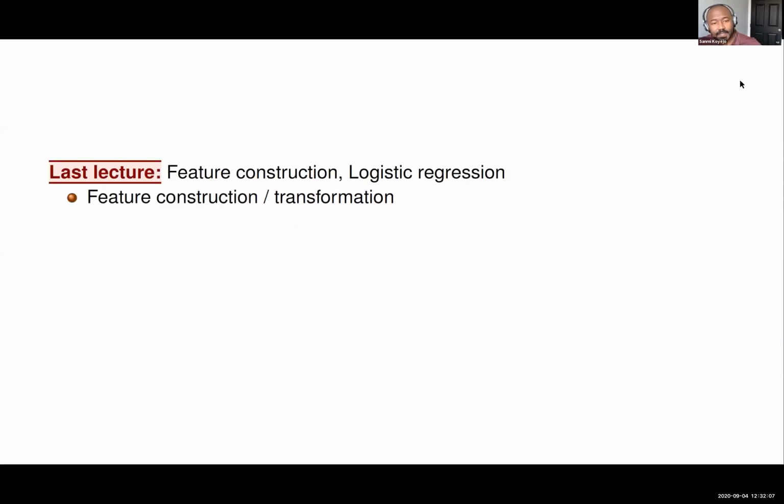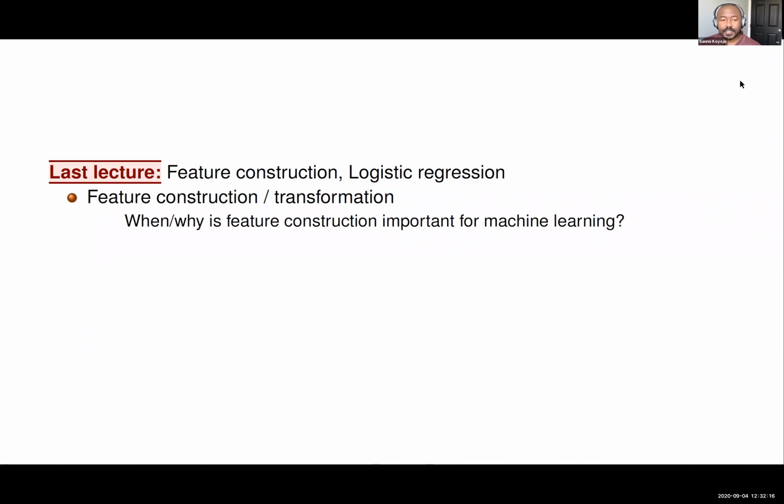Okay, so last lecture we talked about feature construction. We talked about logistic regression, at least the intro to it. For feature construction, a quick check with the class: could someone tell me why or when feature construction is important for building machine learning systems? Anyone remember?